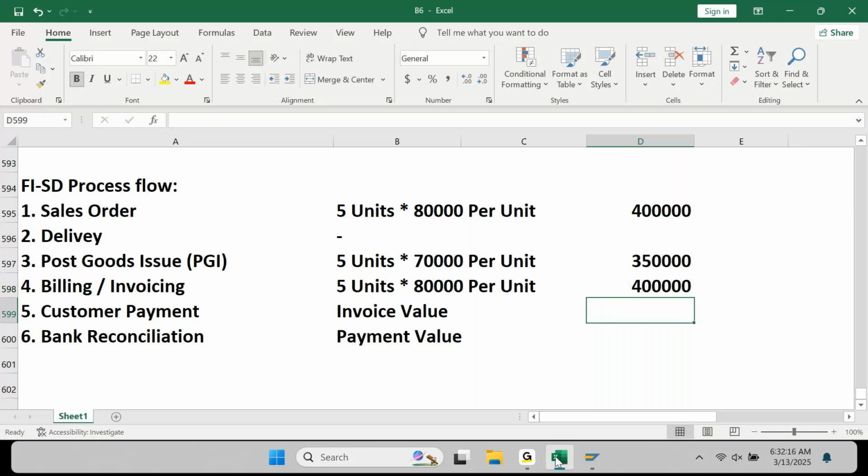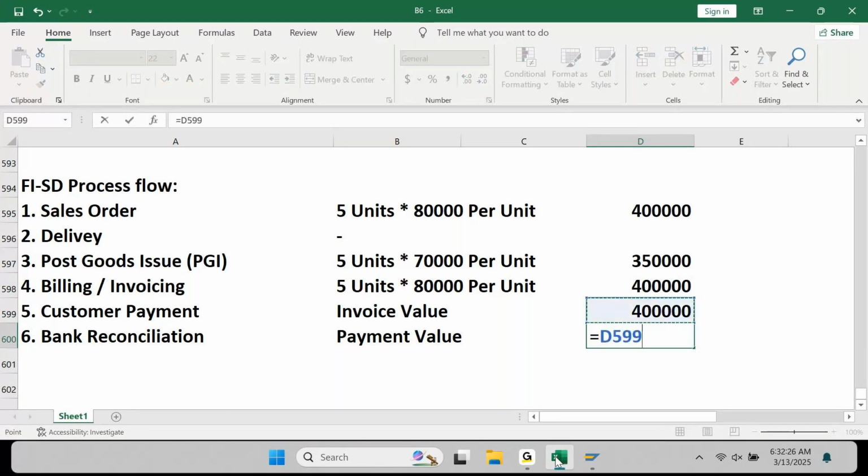And how much will the customer pay? 4 lakhs, sir. And what amount will you do the BRS for? 4 lakhs only, sir.